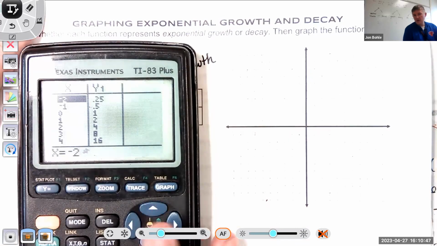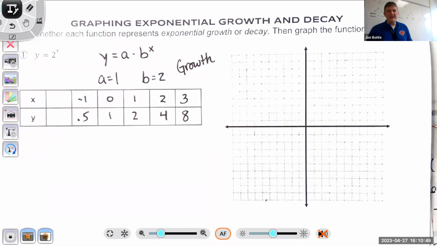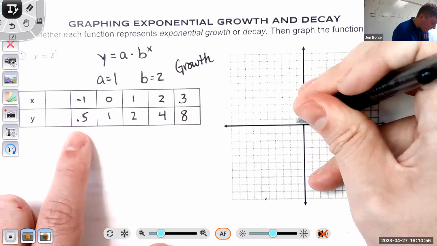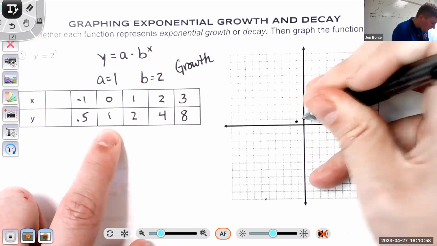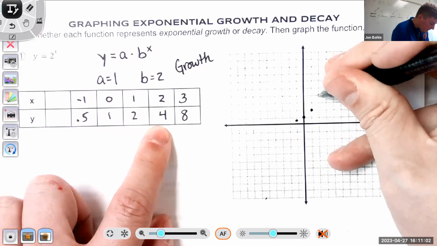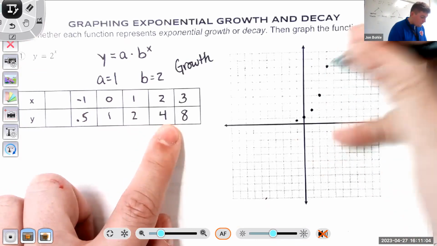And 0.25 is a little harder to graph, so I'm content with this list here. About 5 numbers is typically what you're going to get. Okay, so let's go ahead and graph those. Negative 1, 0.5; 0, 1; 1, 2; 2, 4; 3, 8.